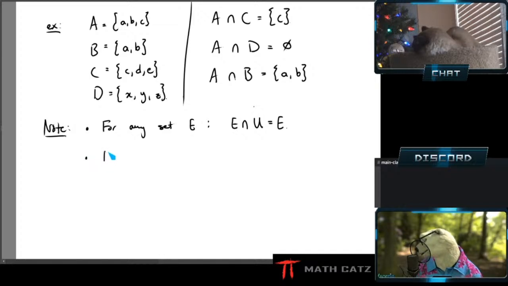Let's go to the other extreme. For any set E, the intersection with the empty set, well, I'm looking for the overlap between whatever E has and nothing. They overlap in nothing.